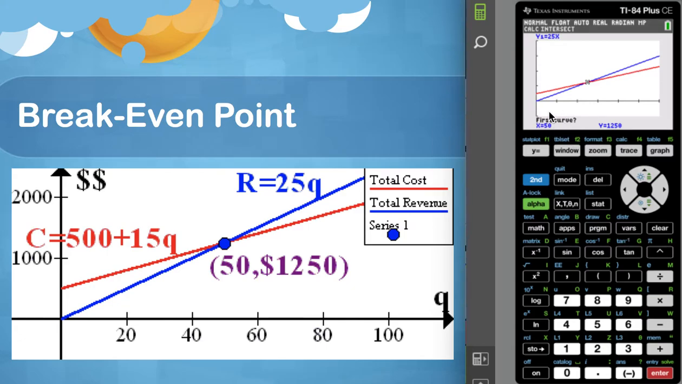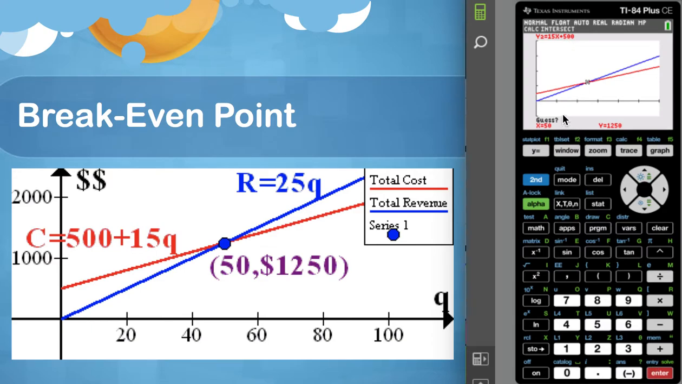First curve. Notice down at the bottom it says first curve on your calculator, and up in the top left-hand corner it says Y1 equals 25x. So that is my first curve, the revenue function. I will press enter. That answers the first question. The second question is what's the second curve? They give me another option. This is the other curve that I want, the cost function. So I will press enter.